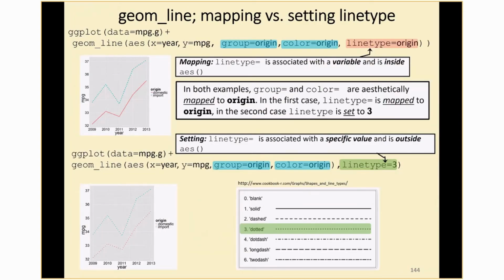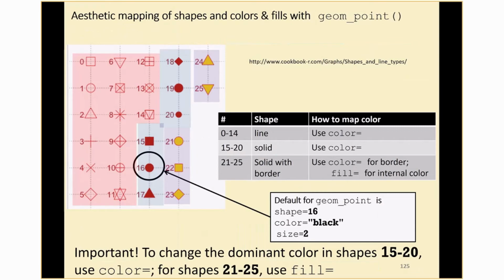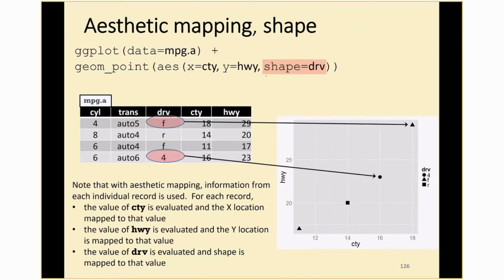Okay, geom line. So earlier on, we saw this slide. We saw that with dealing with geom point, we had these 25 different shapes. And we further showed that we could map shape onto a variable. In this case, we mapped shape onto drive, 3 different drives, and we got these 3 different shapes.